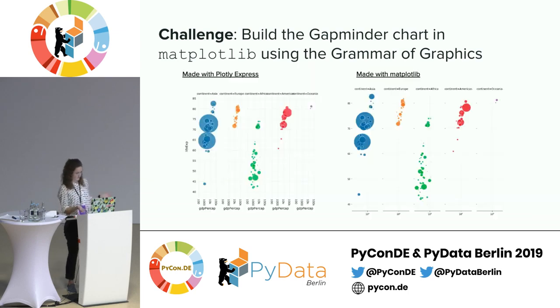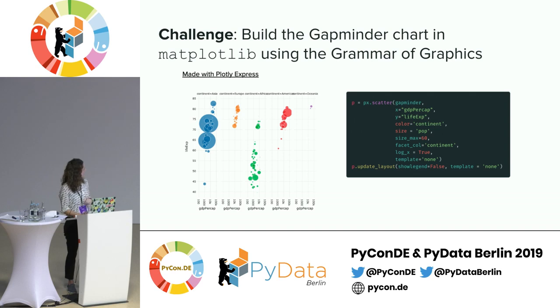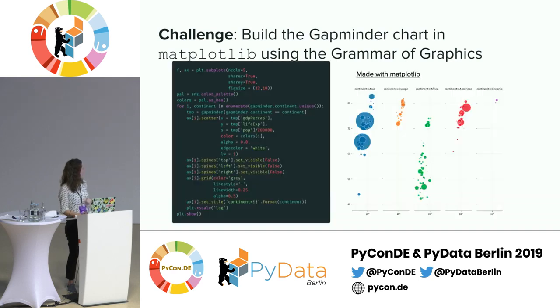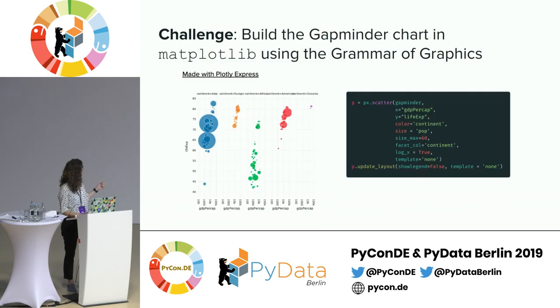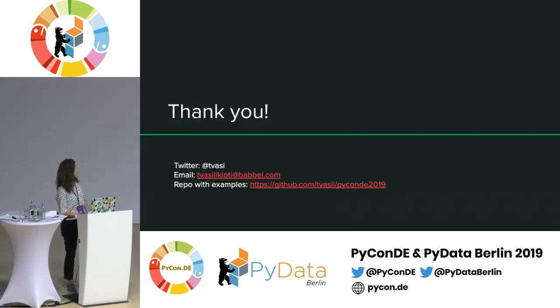So this is the outcome. This is what we have, with Plotly Express on the left, and matplotlib on the right. And this is the amount of code it took to do this in matplotlib, because you had to iterate through every single subplot. And this is the amount of code it took in Plotly Express. And as you can see, I actually used Plotly to update the layout because I wanted to remove this legend in the end. So it's not one line of code, it's two. So that's it. Thank you very much.